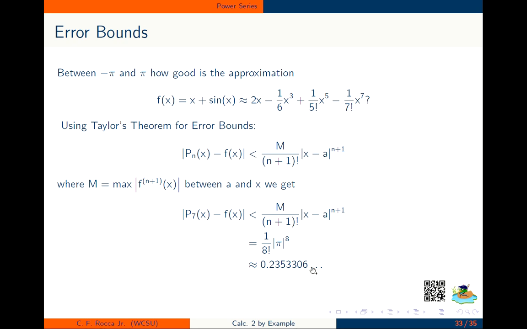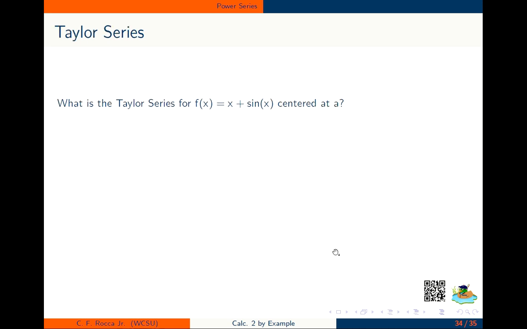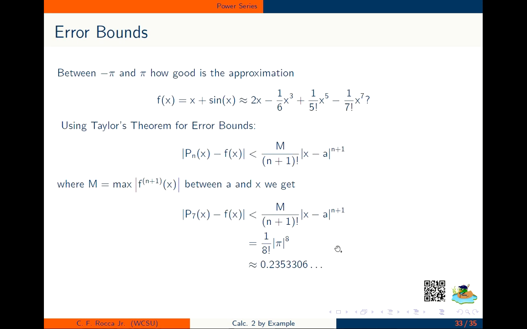0.2353306. So that means that if we use this polynomial to approximate the value of this function on the interval between negative pi and pi, this is the largest the error can be. The largest the error could be is about a little less than a quarter. Okay, and so that gives us a bound on how good or bad the error could be. The actual error will be smaller than that.